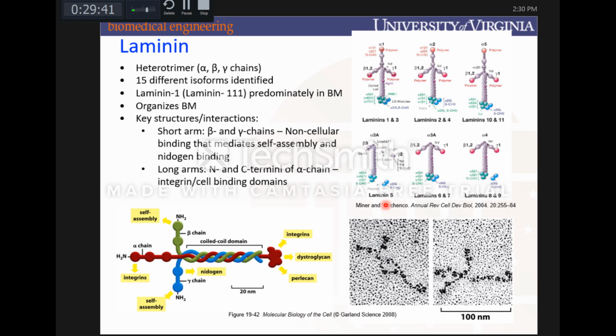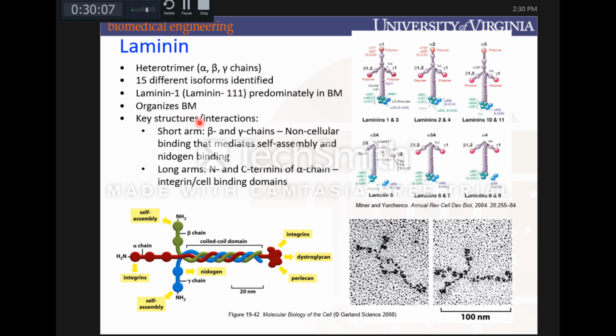So laminin is a bit of a complicated molecule. It's a heterotrimer, which means it's got 3 components, and each component is different. So you have an alpha, a beta, and a gamma chain. There's a bunch of different isoforms. We're not going to get into all of them, and you're not going to be expected to know all of them. Laminin 1 generally refers to laminin 111, and so this 1 would be alpha chain 1, beta chain 1, gamma chain 1. So you can imagine if even there's 2 versions of each alpha, beta, gamma, the permutations go up pretty quick.